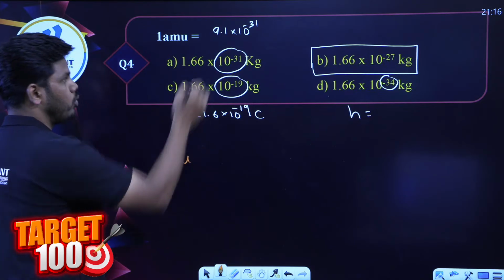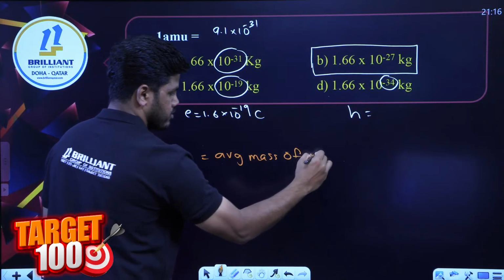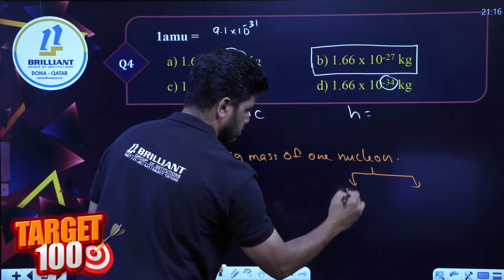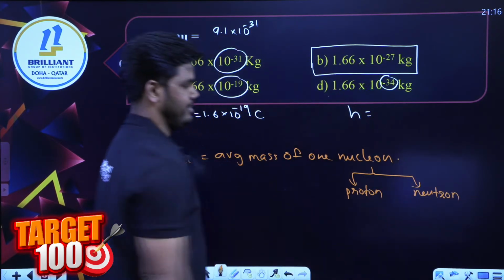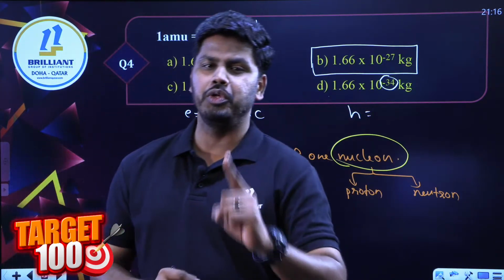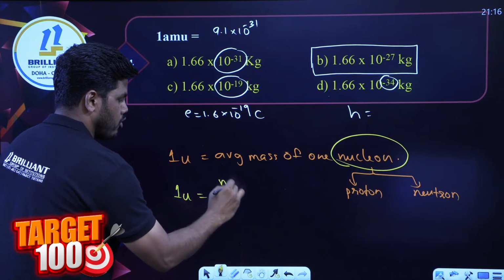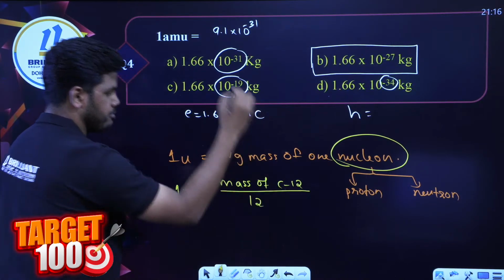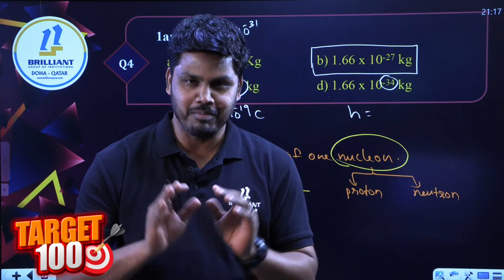1 atomic mass unit, 1 U or 1 AMU, is the average mass of 1 nucleon, right? What do you mean by a nucleon? A nucleon can be either a proton or a neutron, because protons and neutrons are there inside the nucleus and together they are called nucleons. So the average mass of 1 nucleon is 1 atomic mass unit, because we defined 1 atomic mass unit as the mass of carbon 12 isotope divided by 12, in which this 12 stands for the mass number of carbon.